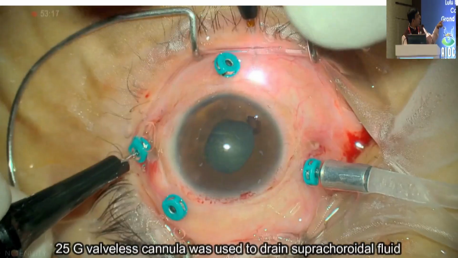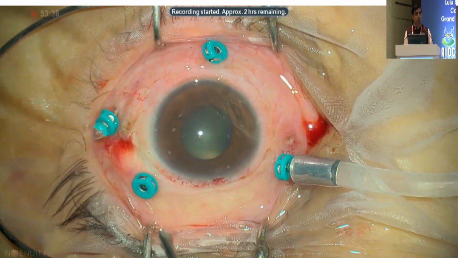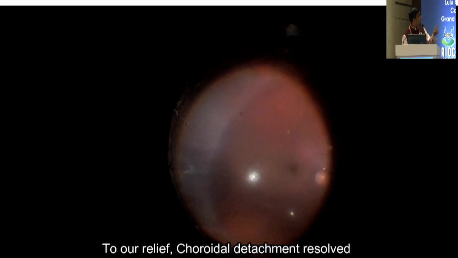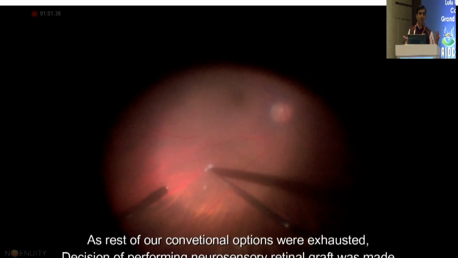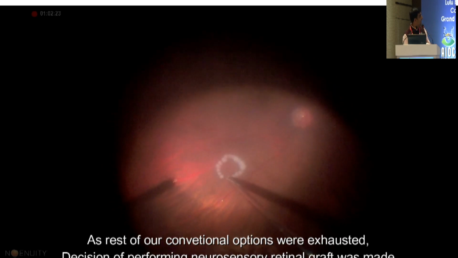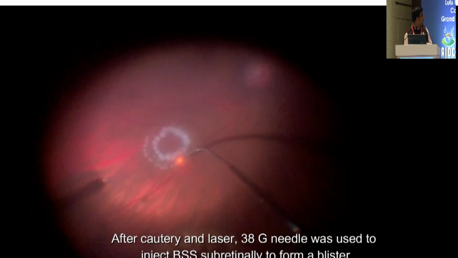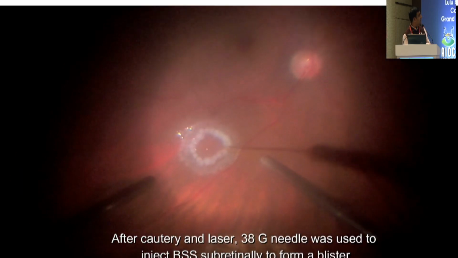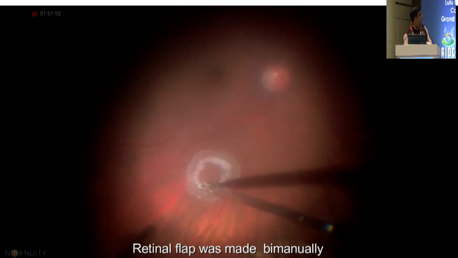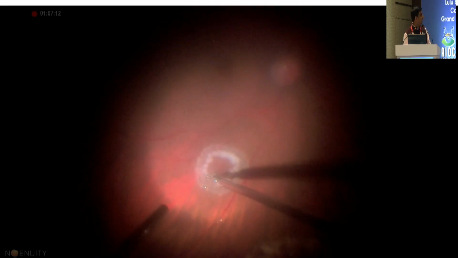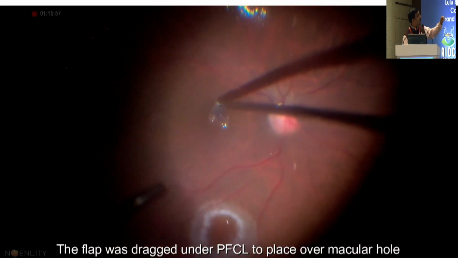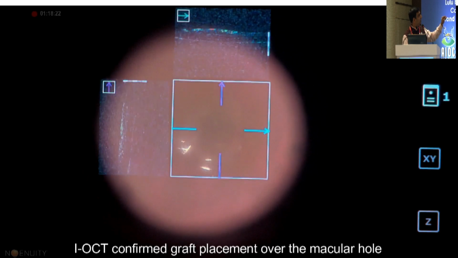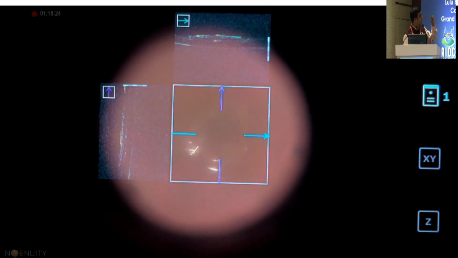And just to add to this, the patient developed choroidals also, temporal choroidals. So I had to drain the choroidals first. And now the only resort left to me was to do a neurosensory graft technique. Here again, after cautery and laser, a 38 gauge needle was used. And here I am doing a unimanual surgery. Earlier I showed bimanual. This is pretty much easier, doesn't take much effort. And now you can see how we can just slide that neurosensory graft over the MAC hole and confirm it.